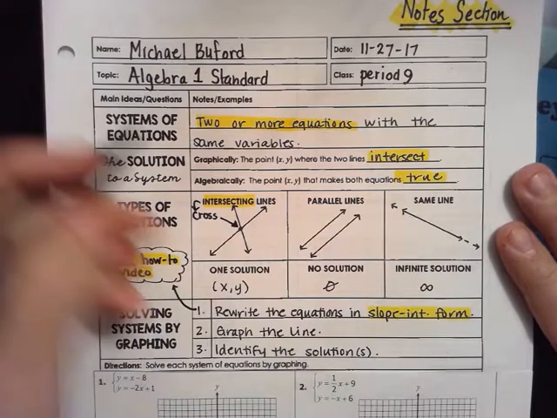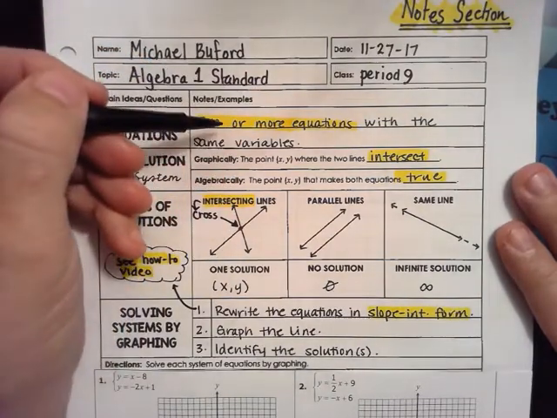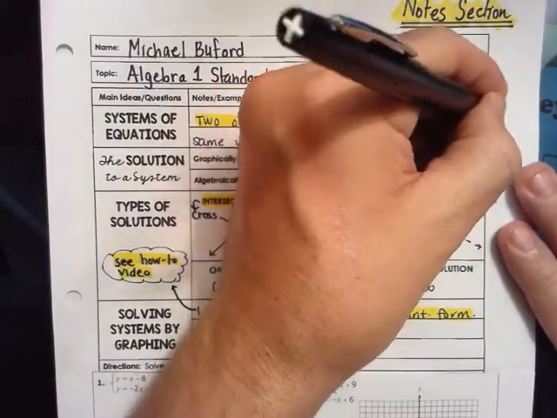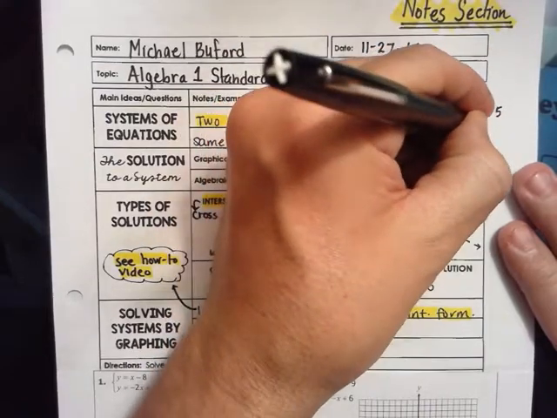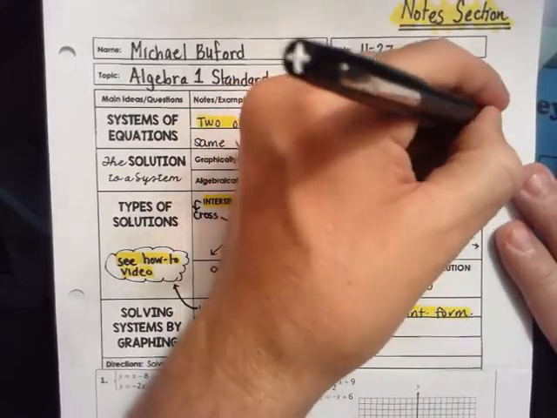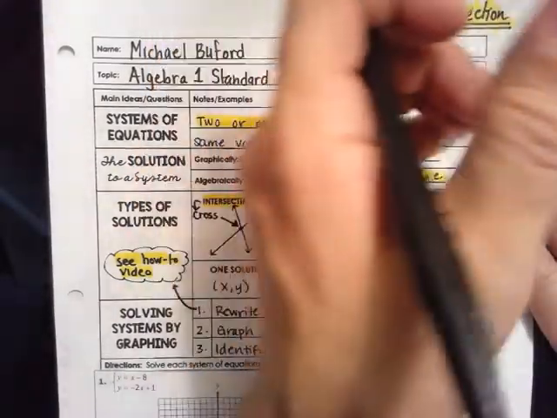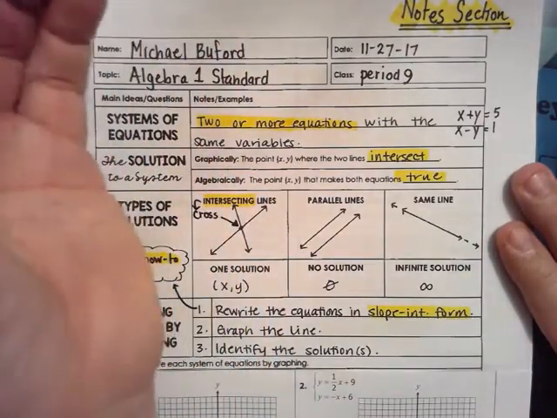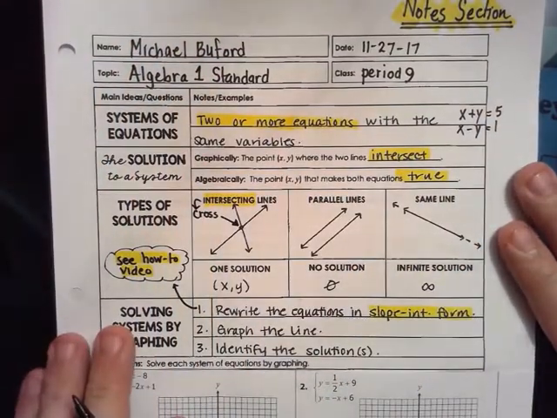Okay. A system of equations is simply two or more equations with the same variable. Suppose I had x plus y is equal to 5 and x minus y is equal to 1. That would be a system of equations. I have the same variables x and y, and there's two of them. If I only had one, it wouldn't be a system, it'd just be one singular equation. So a system has to have two or more equations and the same variables in each equation.